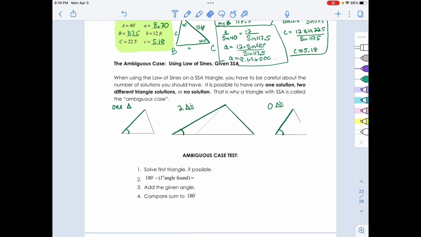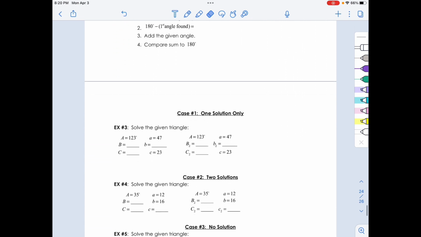So the general rule of thumb is solve like there's only one, if you can. If you figure out that there is no solution, you'll be able to stop right there knowing that it was 0 triangles. Then you test to see if there's a possibility for 2 triangles. You take 180 degrees and subtract the first angle. Then you add the angle that you were given in the beginning and see if the sum adds up to 180, if it's greater or less than 180. I'll show you how that works in these next problems.